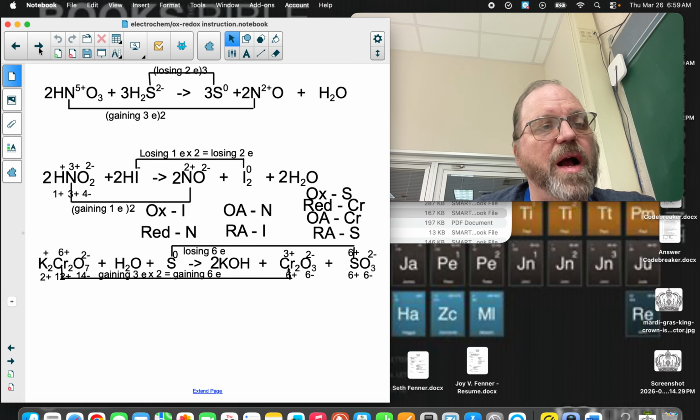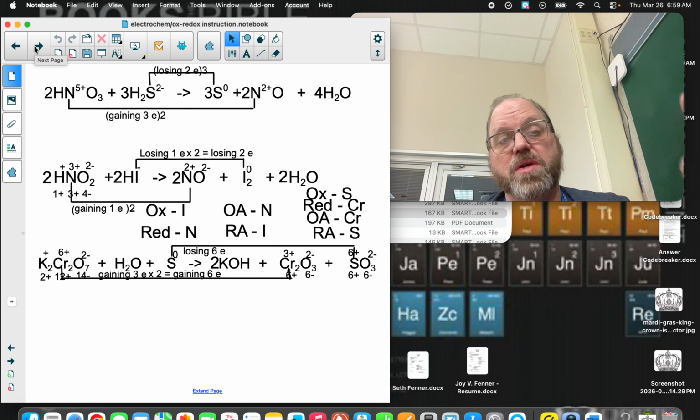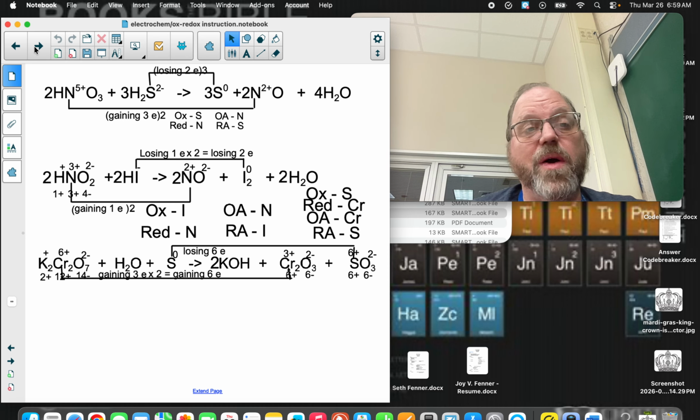Lastly, check our charges. I got 2 nitrogens, 3 sulfurs, 3 sulfurs. Hydrogens, I have 2 and 6. That's 8. We have 2 over here, so I'm going to put a 4 there. Now check my oxygens. 2 times 3 is 6. 2 and 4, that's 6. Let's do oxidation, reduction, oxidizing agent, reducing agent. Try that on your own. You should get right there.